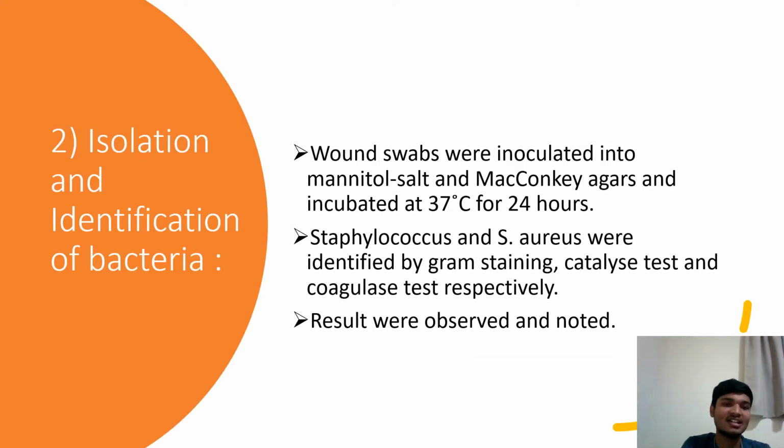The second is isolation and identification, where the wound was inoculated onto mannitol salt or MacConkey agars, which are selective media, and we kept them at 37 degrees Celsius for 24 hours for incubation. S. aureus and Staphylococcus are both identified by Gram staining, catalase and coagulase. As you know, both are Gram positive, so the catalase test shows whether they are positive or negative by the bubble forming reaction, and the results were noted.